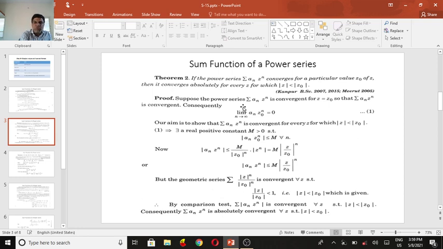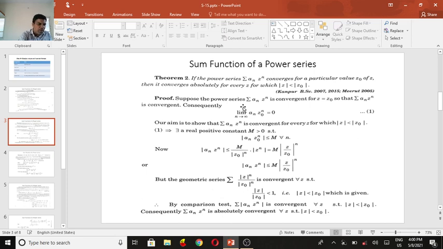Our aim is to show that summation a n z power n converges for every z for which mod z is less than mod z naught. Call this equation 1. There exists a positive real number, say m, greater than 0, such that mod a n z naught power n is less than or equal to m for all values of n.